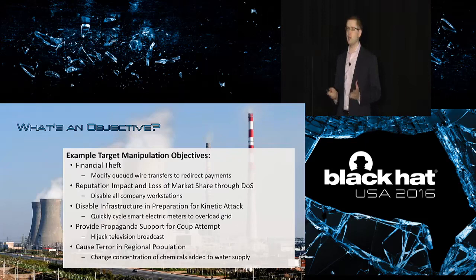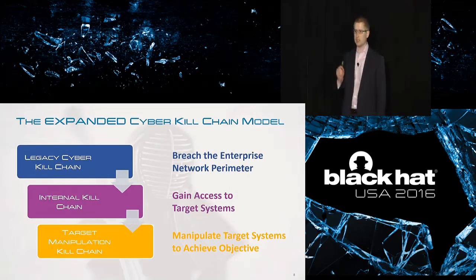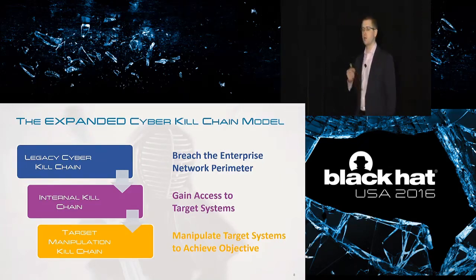So this is where the expanded cyber kill chain model comes in. We start with the legacy cyber kill chain, which, as discussed, is really focused on breaching the perimeter. We move from that into the internal kill chain, gaining access to the target systems, essentially being on a network segment with the ability to talk to the target systems. So they may be in a secure enclave, a different site, a SCADA control room, whatever it is. You have to be able to talk to those systems in order to then move to the third stage, which is the target manipulation kill chain.